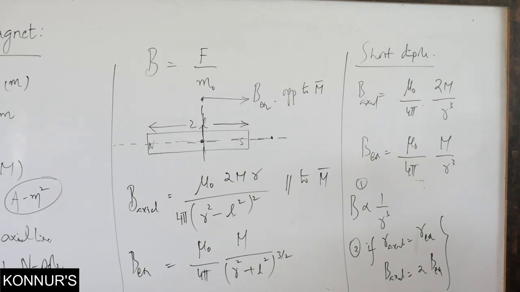For the same distance case. Supposing it is the other case, like the third take I am taking, suppose B axial is same as B equatorial. So one point is on the axial line, another point on the equatorial line, and such that intensity is same in magnitude. I am telling you all these things when I am taking the scalars, the magnitudes only. In this case, what happens? You equate these two, what you get? R axial is 2 raised to 1 by 3 times R equatorial, another important result I want you to take.